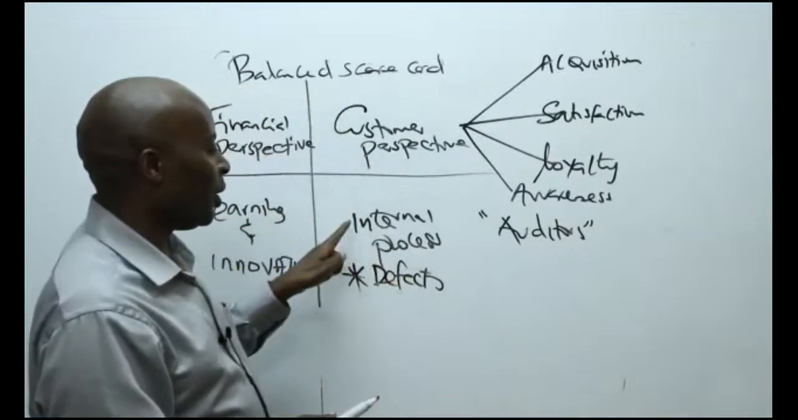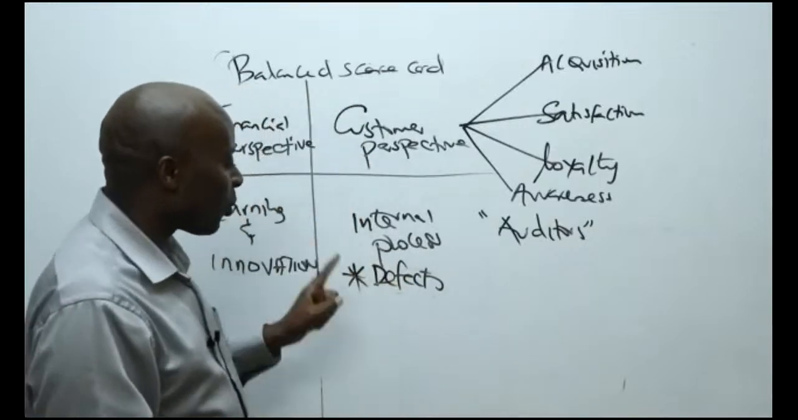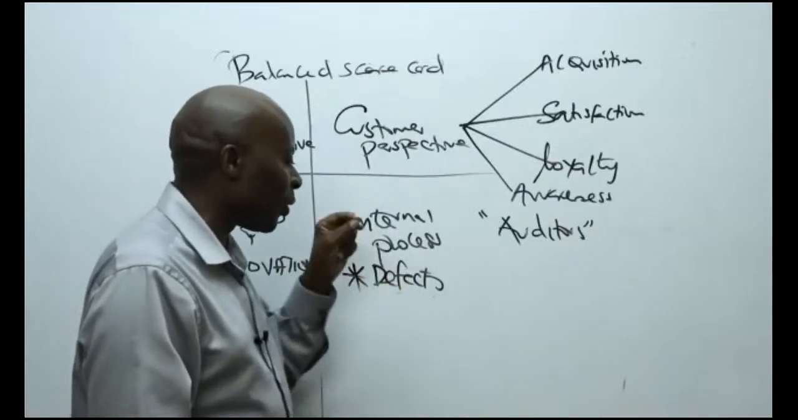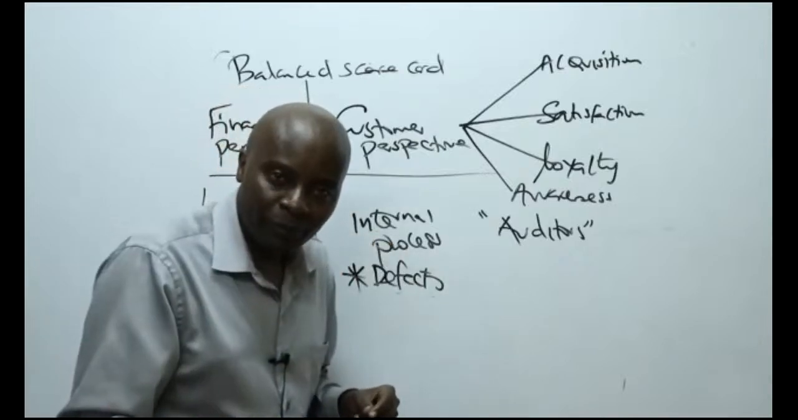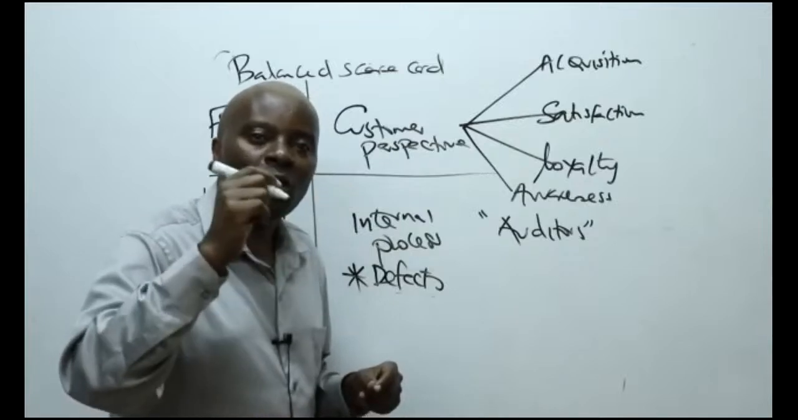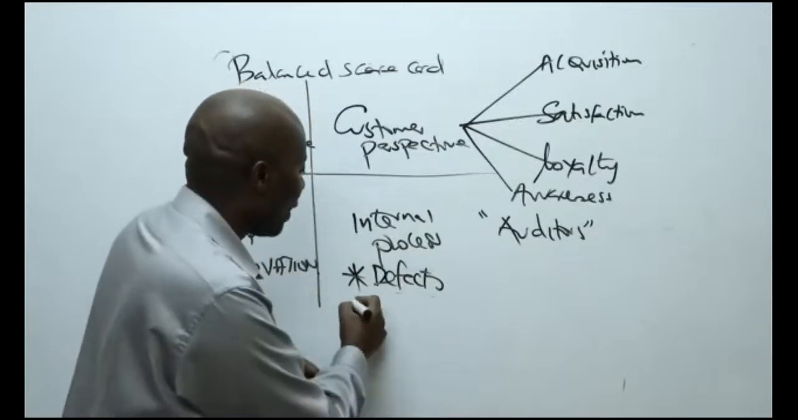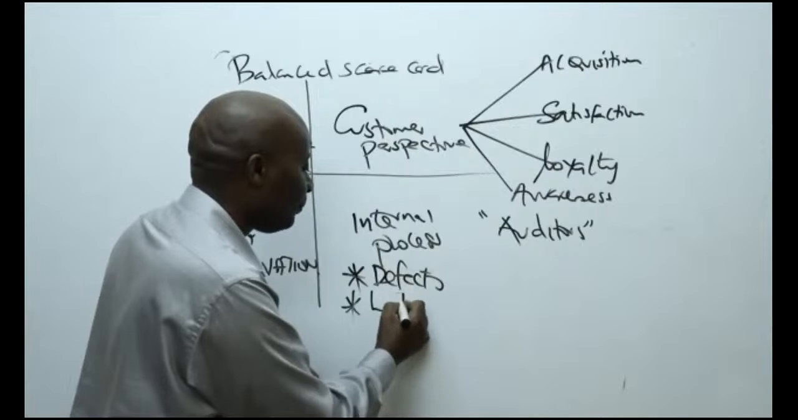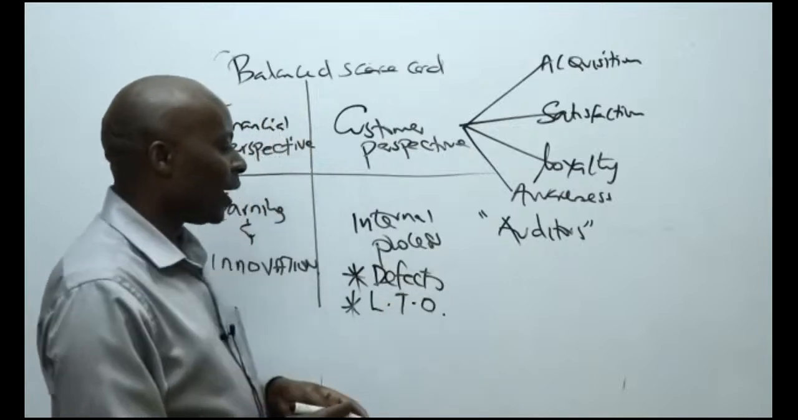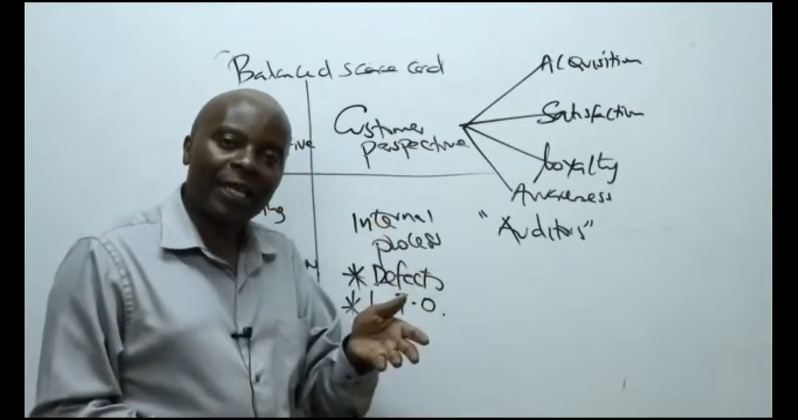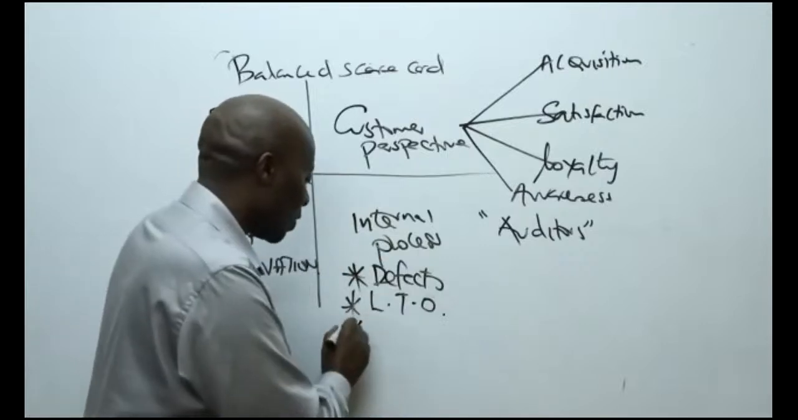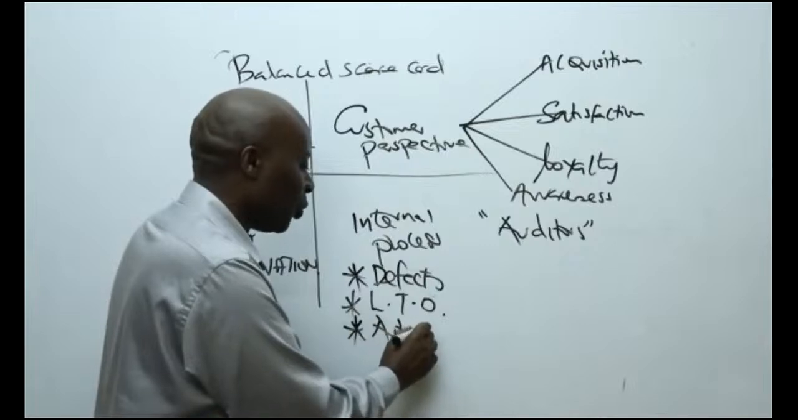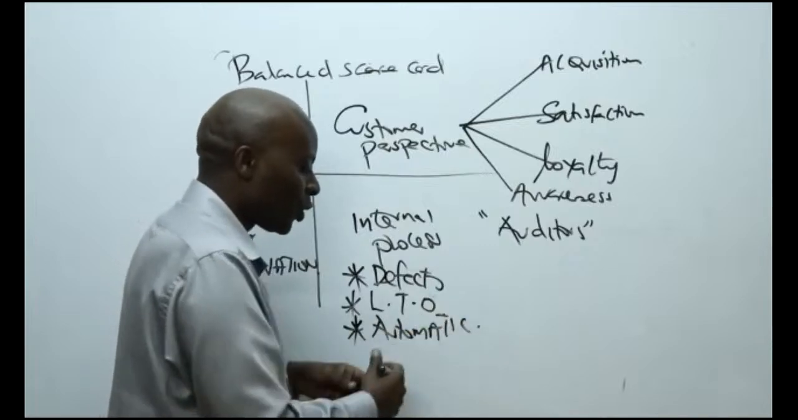So come to the internal processes. If my processes are okay, the defects, ladies and gentlemen, we should always be reducing. We should hit a level where we talk of zero defects. I'll be looking at things like labor turnover. Labor turnover affects processes. I'll be looking at things like automation. Are you really going into systems?